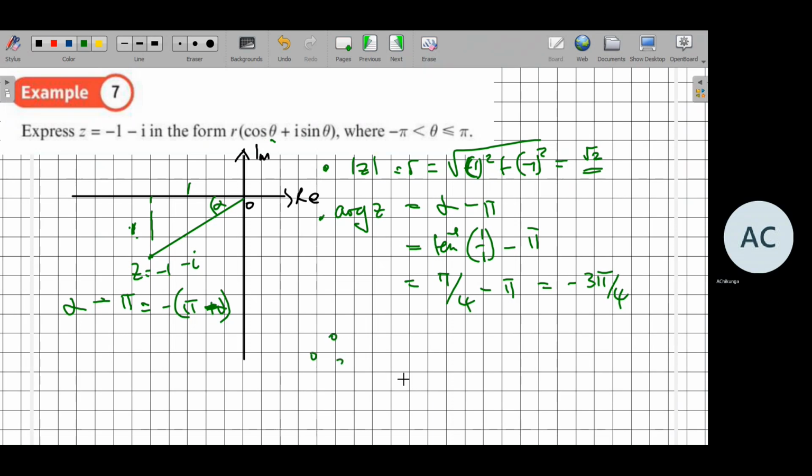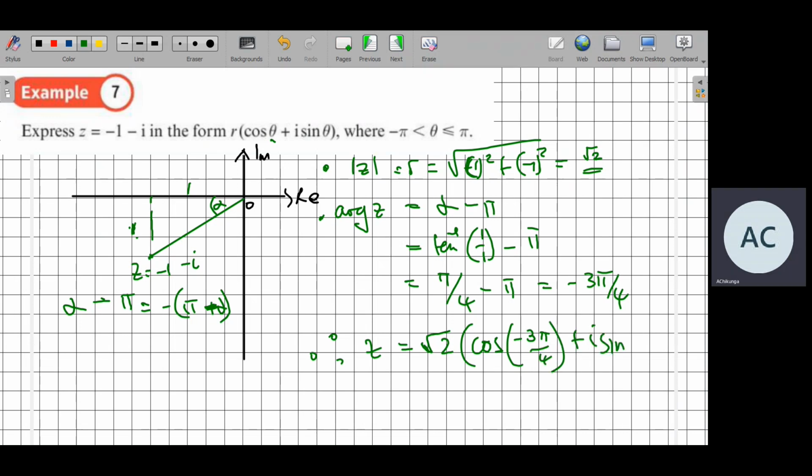Therefore, z is going to be equal to root of 2 cos in bracket minus 3 pi over 4, plus i sine in bracket minus 3 pi over 4. You close your brackets.